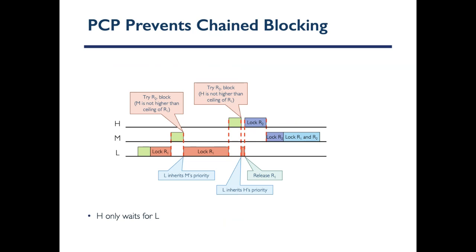So at this point, why do we allow H to lock R2? Because there are no other resources locked. So at this point, H can lock R2 because there are no other locked resources. So we don't need to check H's priority with R2's ceiling. So we allow H to lock R2. So your question is not that accurate. We're allowing it, but it just depends on when we're allowing it. Okay.